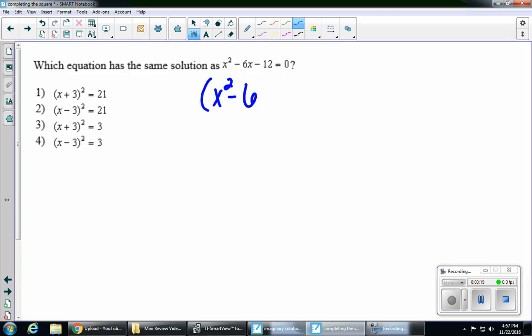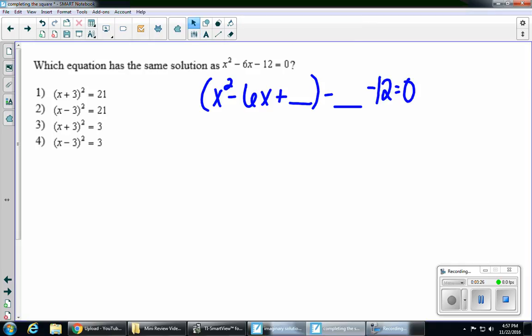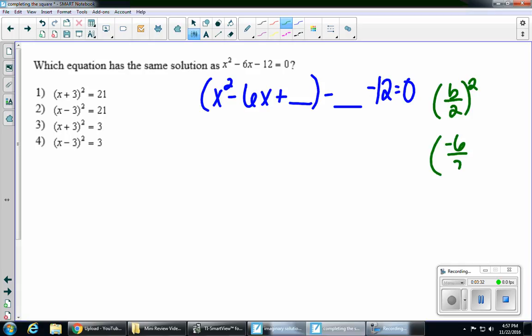x squared minus 6x plus blank minus 12 equals 0. And remember, in that blank space, it's b over 2 squared. So in this case, we have negative 6 over 2 squared, which if I put that in my calculator, it's going to give me 9. So I'm filling in plus 9 in my blank space and minus 9. So now I want to factor. Remember, the shortcut is it's going to be something squared. So in this case, it's x minus 3 squared.